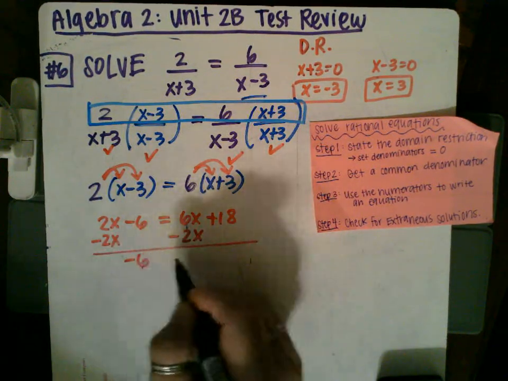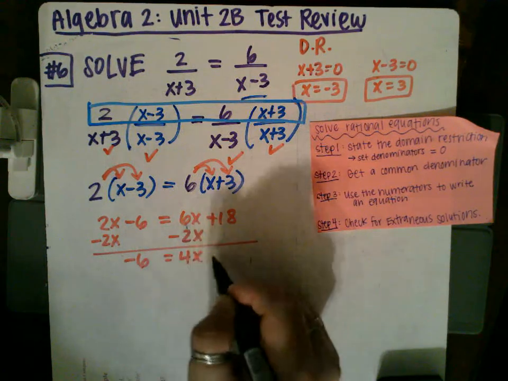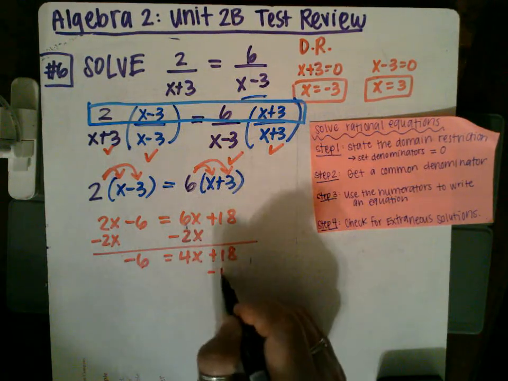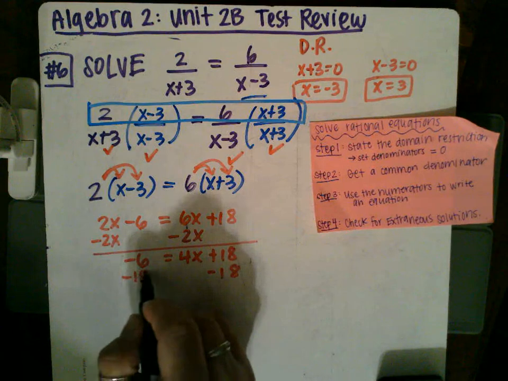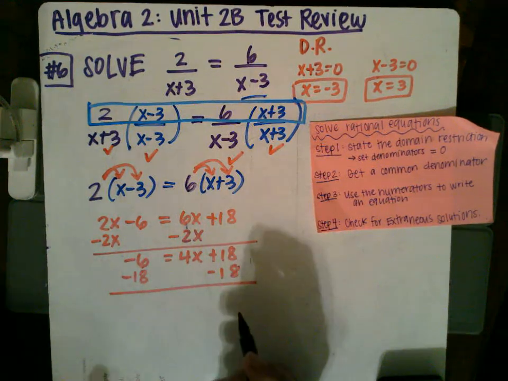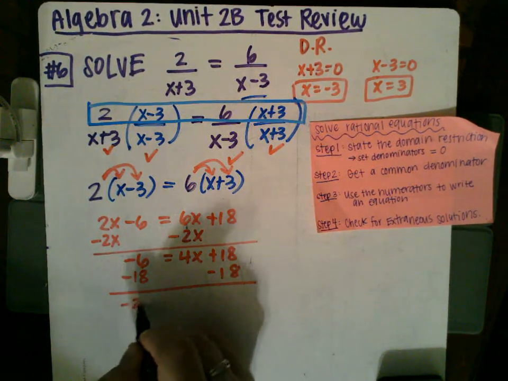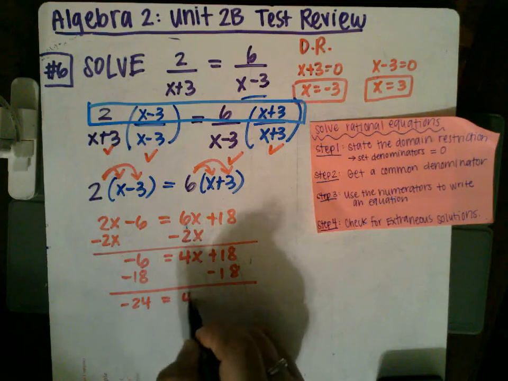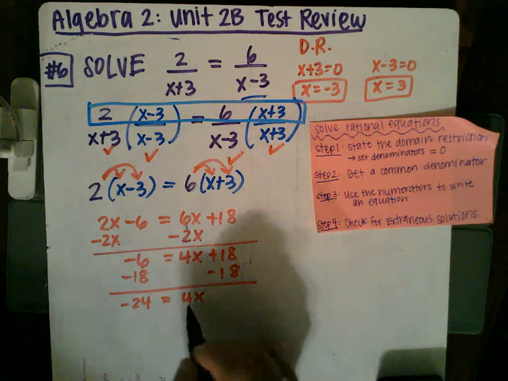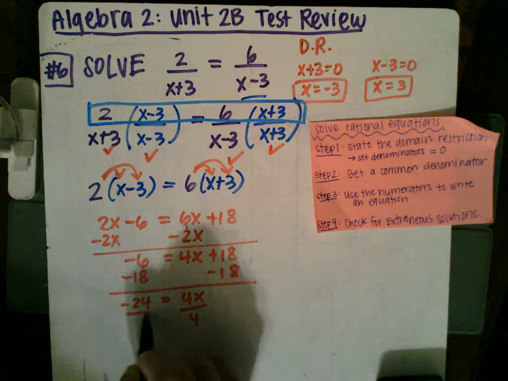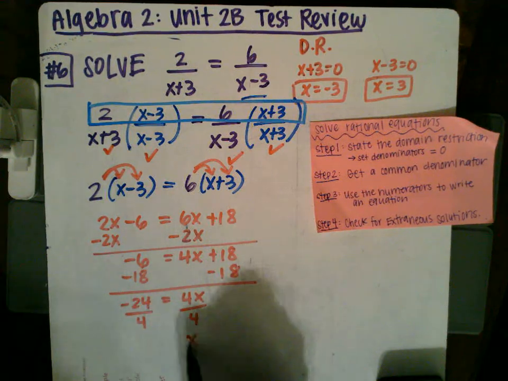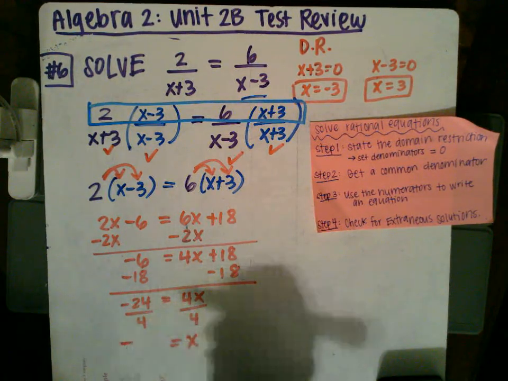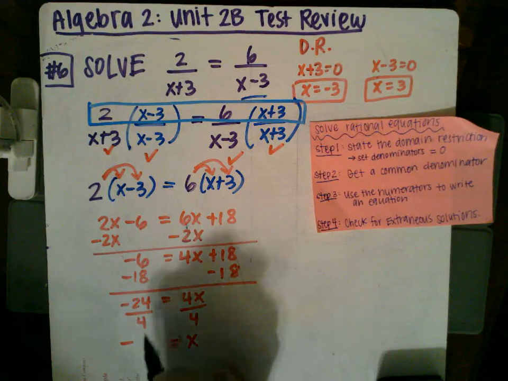Now I have -6 is equal to 4x plus 18. Subtract 18 from both sides. I get -24 is equal to 4x. To get x alone, I would divide both sides by 4. And I get x is equal to -6.